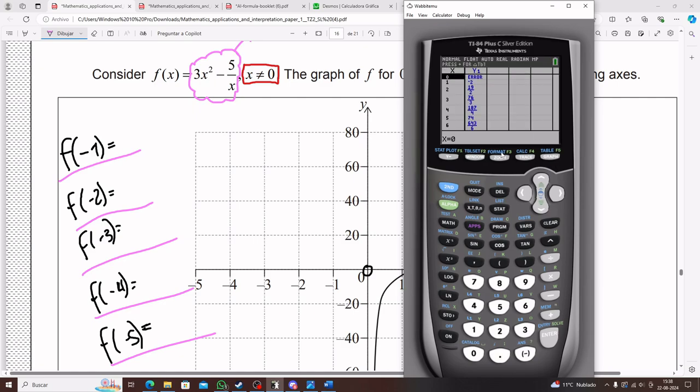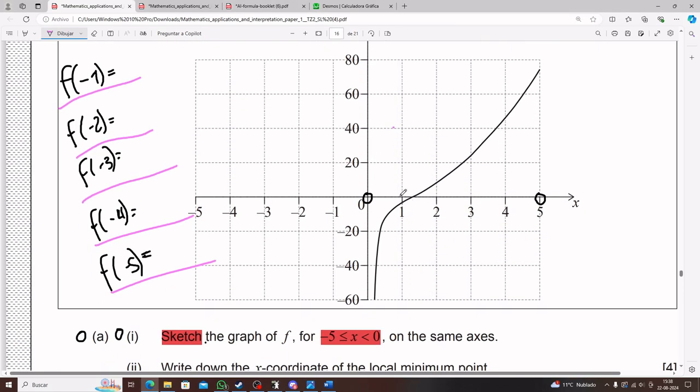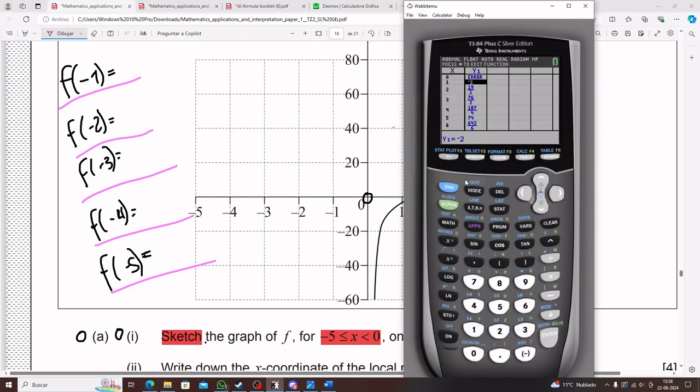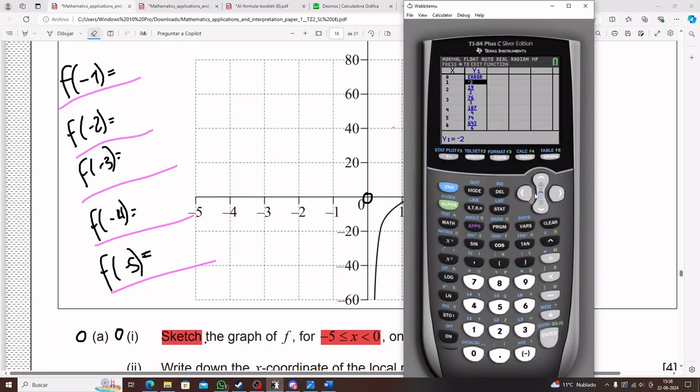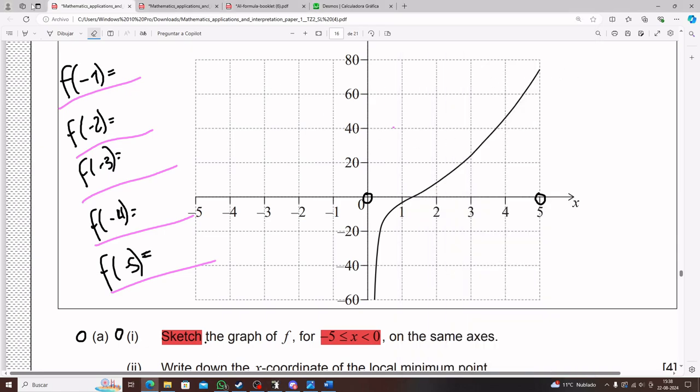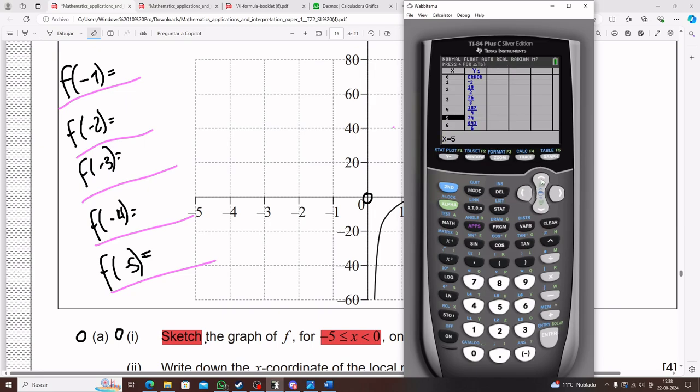And from here you can see, here are the values of x. So when x is 1, y is -2. Makes sense. That would be like right there. See? When x is, for example, I don't know, 5, right? y is 74. Makes sense. Checks out, right?